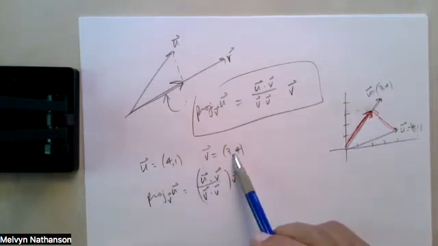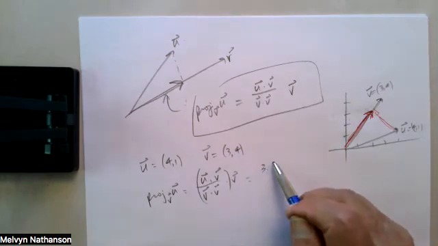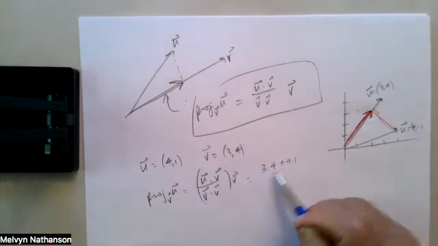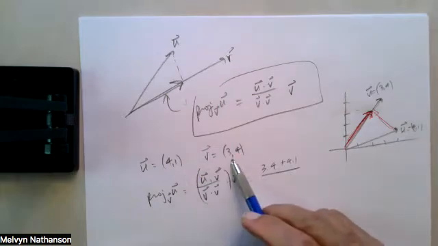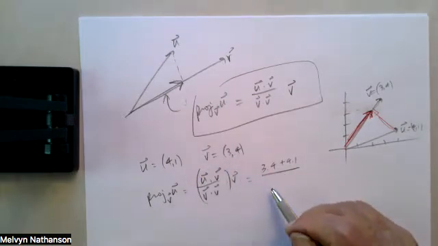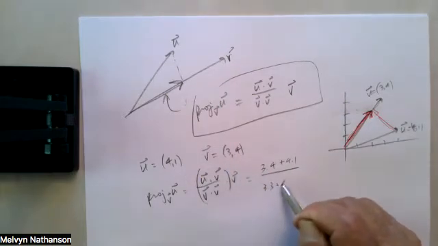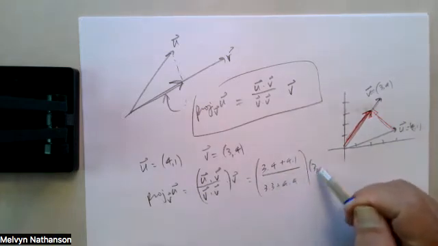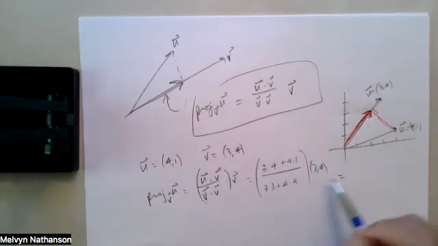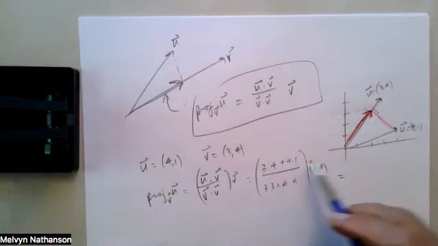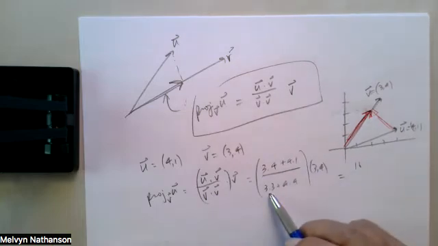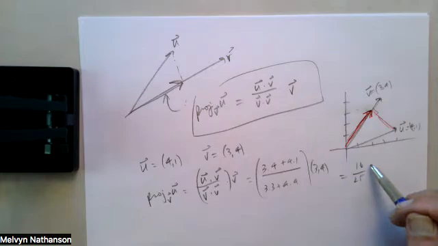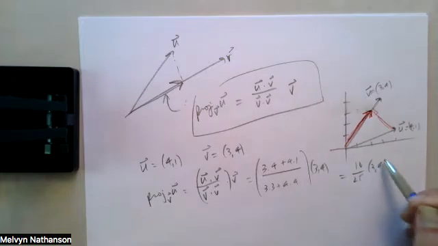So our formula says this is u dot v over v dot v times the vector v. The dot product of these two vectors is 3 times 4 plus 4 times 1, over the length of v squared, which is the dot product of v with itself, 3 times 3 plus 4 times 4, times the vector v, which is 3, 4. So this is 12 plus 4, this is 16, over 9 plus 16, which is 25, times 3, 4.